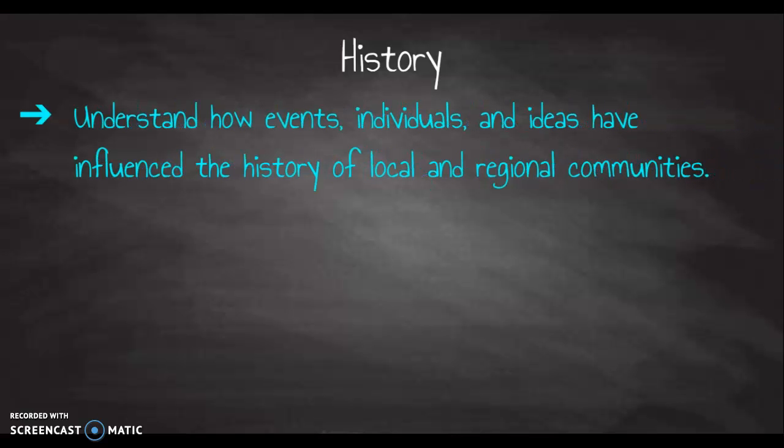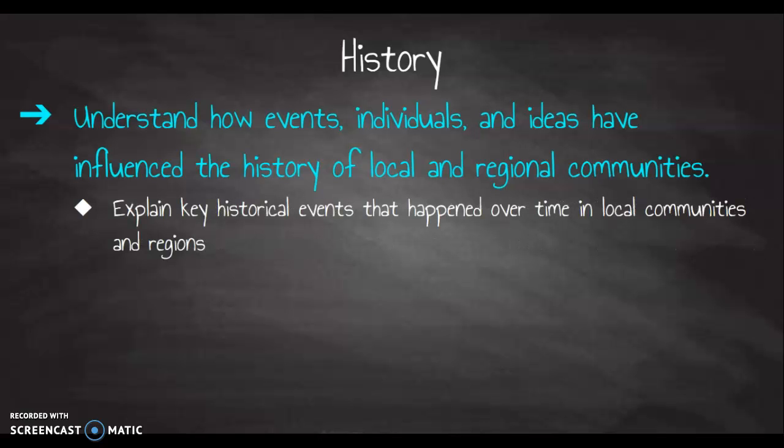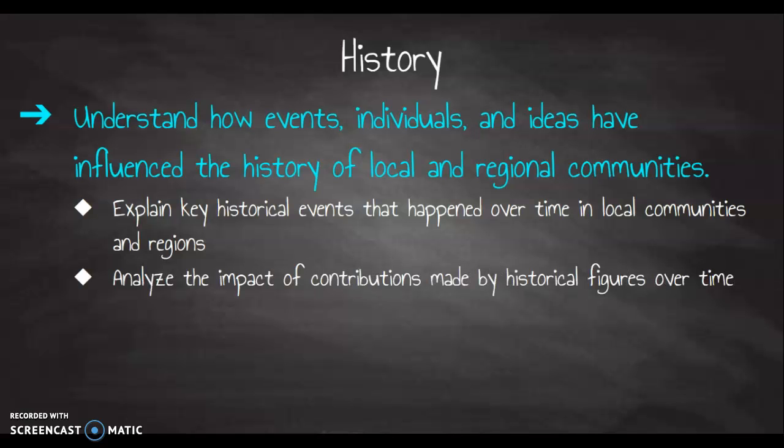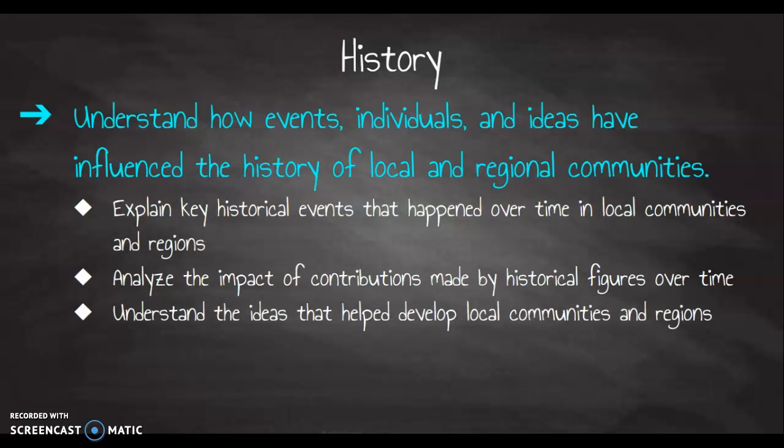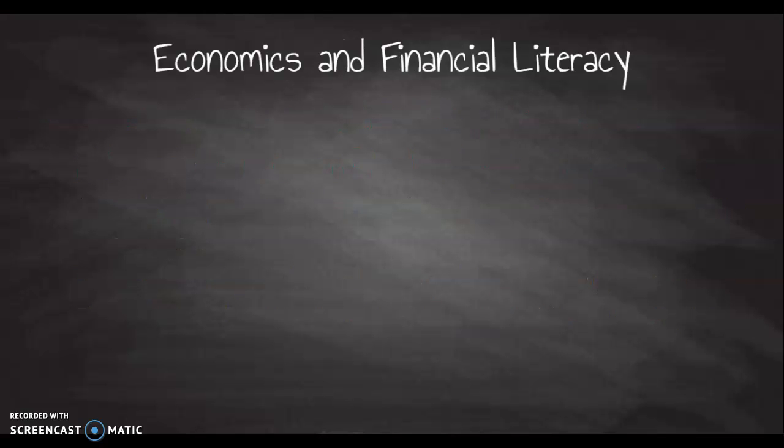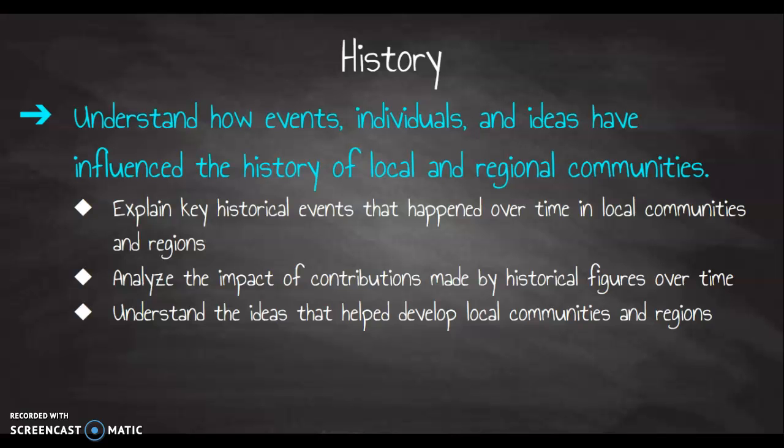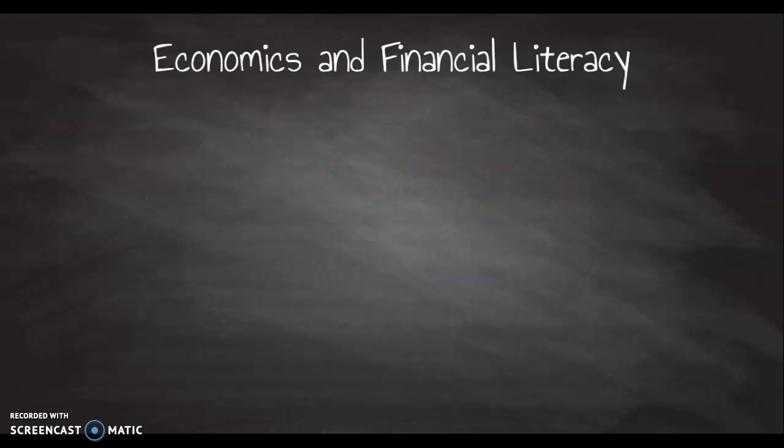After that, we move into quarter 3, which we are focusing on history first. And this will be that students will understand how events, individuals, and ideas have influenced the history of local and regional communities. So they will need to explain key historical events that happened over time in both local communities and regions. And they will analyze the impact of contributions made by historical figures over time. Students will also understand the ideas that helped to develop the local communities and regions. And that is the end of the history unit. Those are the big takeaways for history.